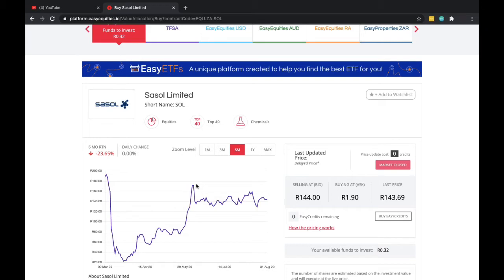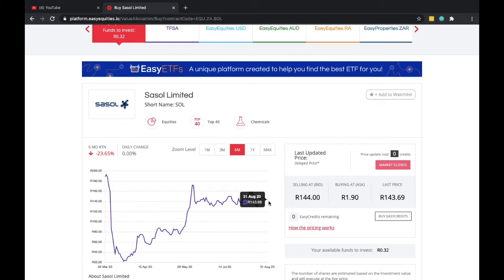I did make a previous video of Sasol. I think it was one of the first videos that I did when I started with these three stock picks. That was during April somewhere, and as you can see, the last price that was listed for Sasol is 143 Rand and 69 cents. On the 20th of March, it was priced at 27 Rand 14 cents. If we come to today, it's at 143 Rand.